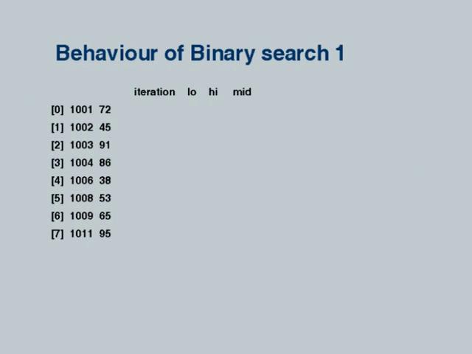Can we make it better? Given that this is my array, and if I assume that the roll numbers are stored in the array in increasing order of roll numbers, can I do something better?